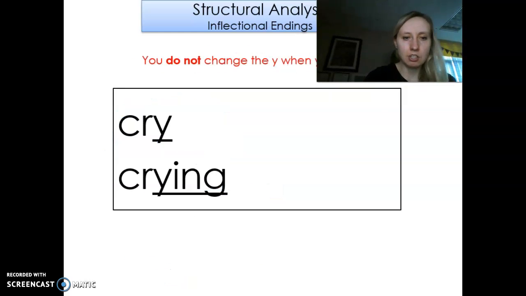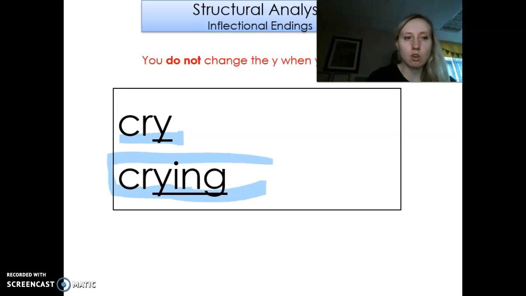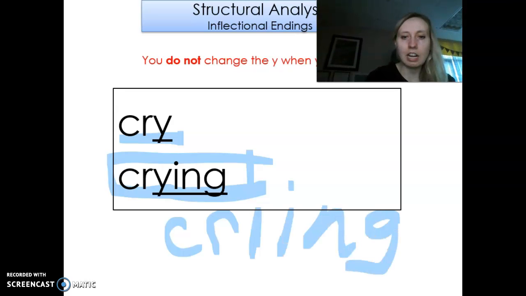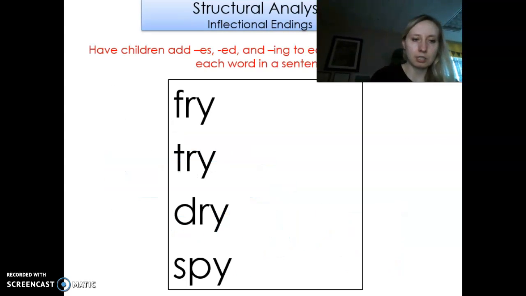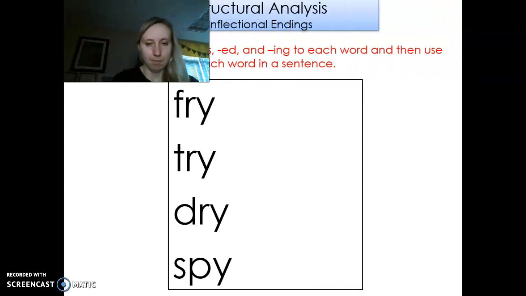Okay, another thing we do is cry goes to crying. Now this is the only one that doesn't change to the I, and the reason I think that is because if I change the Y to I, I have two I's. So we have to keep the Y there. So there's not two Y's. Okay, so let's look at what this means. Let me put this up here.